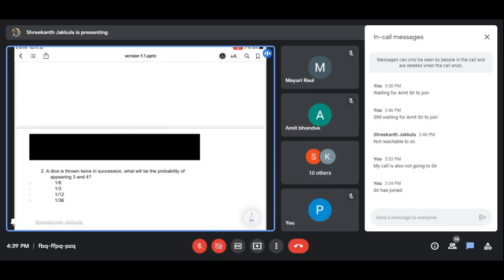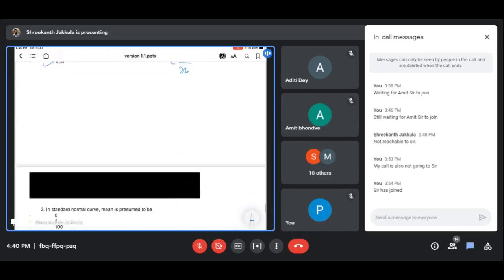A dice is thrown twice in succession. What will be the probability of appearing 3 and 4? In the rules of probability, I have said if it is 'and', what do we have to do? Multiply. Very good. Probability of 3 in one die is 1 by 6, and probability of 4 is 1 by 6, so it will be 1 by 36. These are the questions which will be used for your competitive exams, so be clear with the basics.